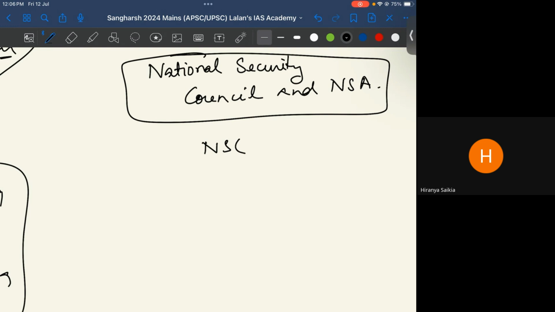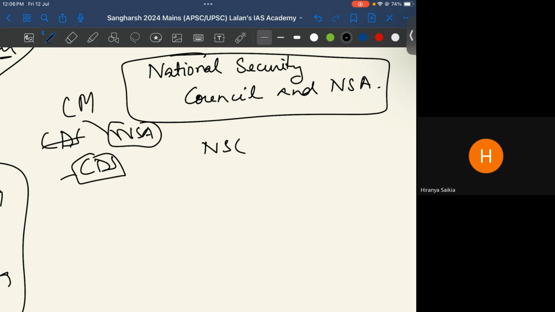Recently it has been in the news because after the creation of the post of CDS, Chief of Defence Staff, there has been a constant debate with respect to the role of CDS and NSA. In this structure, CDS comes under NSA. Because CDS is equivalent to a secretary in the Government of India, whereas NSA is equivalent to a cabinet minister. So CDS reports to NSA and NSA reports to the PM.